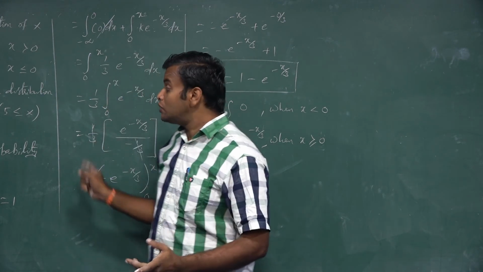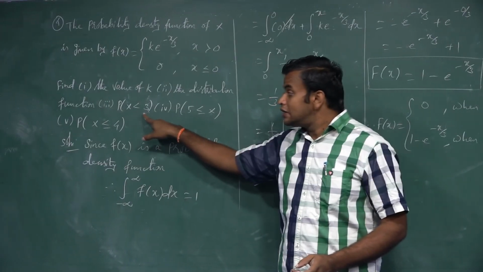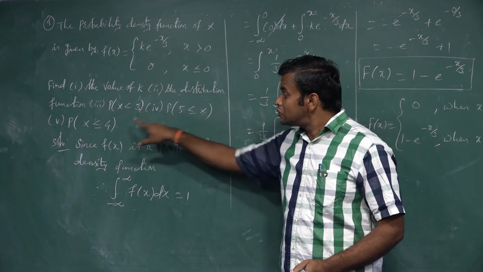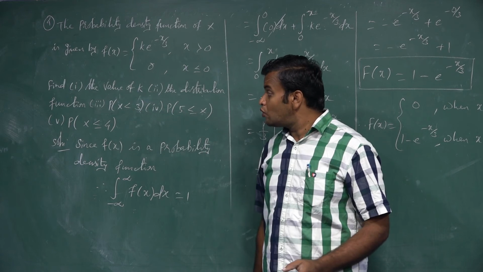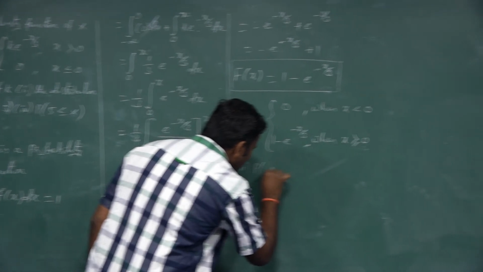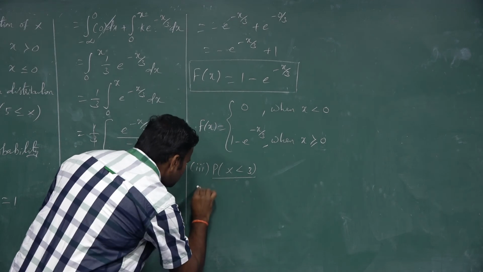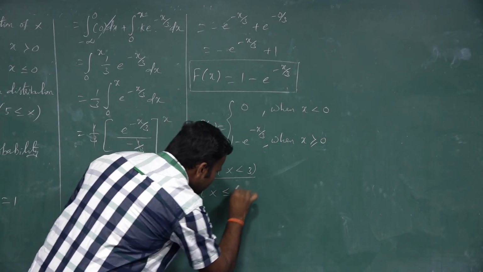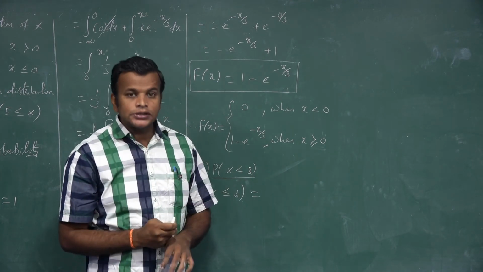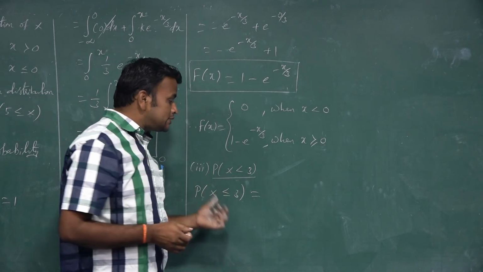But we also find some probability values, so that's why I keep the question. You see the third part: P of x is less than 3, and P of 5 less than or equal to x to find all values. First we find P of x is less than 3. I write less than 3 as also less than or equal to 3 because X is a continuous random variable. We already said less than is nothing but less than or equal to.